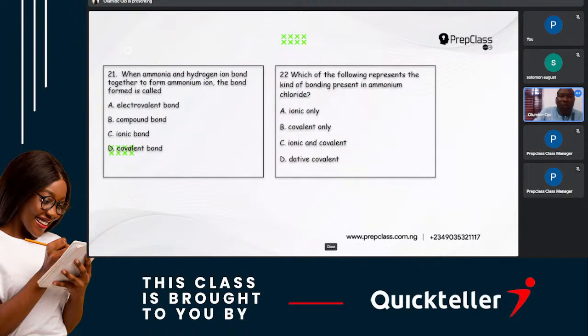So now, this one says we have NH3 + H+. H+ is having one electron that you want to give out. NH3 is having one electron that you want to give out.